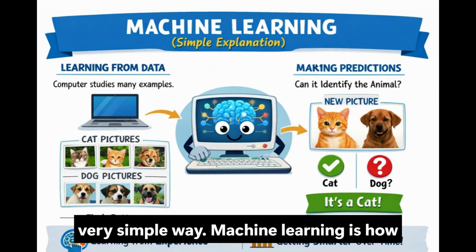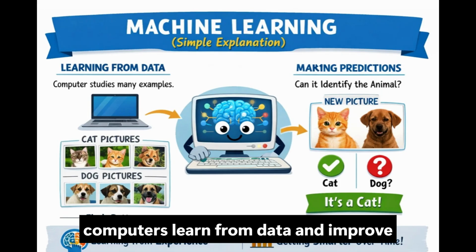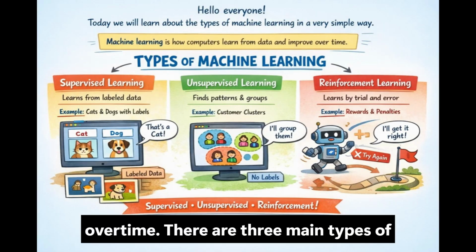Machine learning is how computers learn from data and improve over time. There are three main types of machine learning.